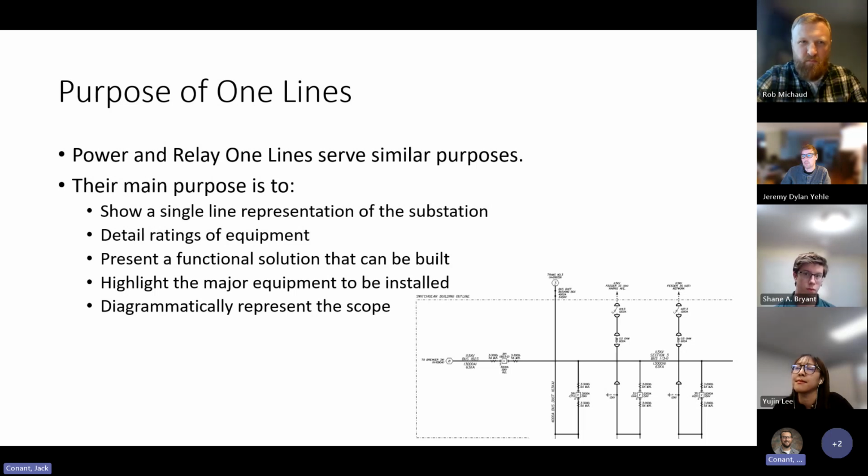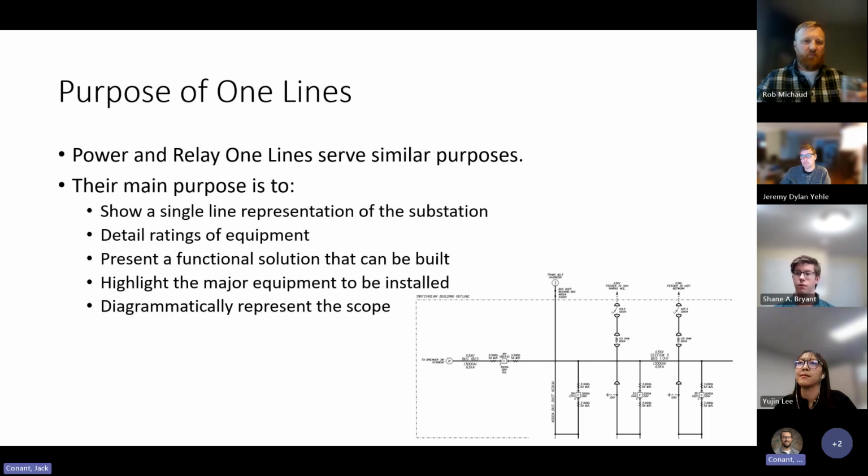So sometimes our clients come to us with problems that can't be solved with just modifying an existing station. They need to install a whole new station. So that could be our functional solution. And again, highlighting the major equipment to be installed, with the ratings, that typically our client will give us desired ratings that they want to hit. So ensuring that the equipment on the one line shows that it is properly rated for those ratings, that's pretty important. And then diagrammatically represent the scope.